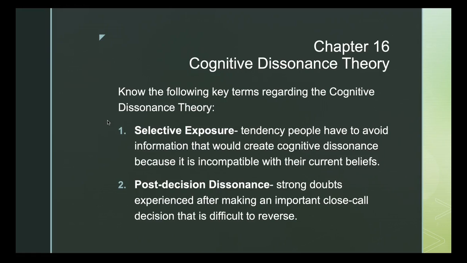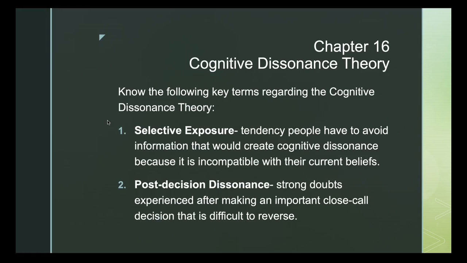The second one with the cognitive dissonance theory is post-decision dissonance, or strong doubts experienced after making an important close call decision that is difficult to reverse. We talked about these big decisions that you make, and a lot of you maybe haven't experienced this firsthand, but the example would be if you buy a new car or a new house and you have a big mortgage payment. A lot of times people, after they do that, have doubts like, oh, maybe I shouldn't have bought this car or this house because I owe a lot of money on it. And you have this dissonance or guilt associated with making this big purchase or decision.